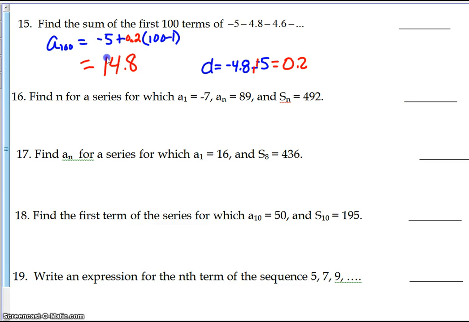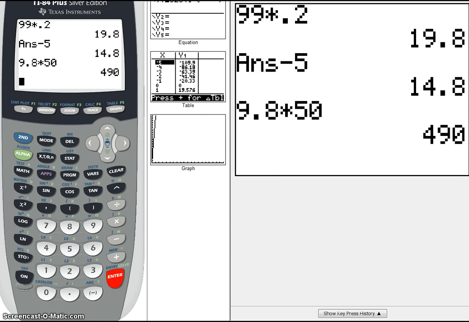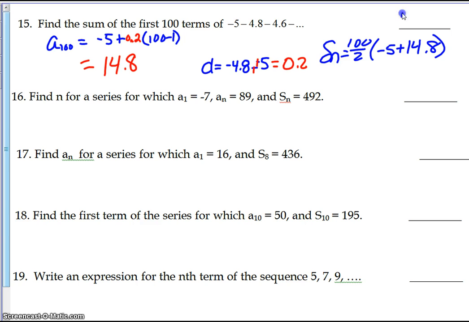So then what that means is when I'm looking at my sum, we're talking 100 terms. My first one is -5. My last one is 14.8. And I can work it out from there. So really I need to go 9.8 times 50. Okay? So let's do that here. 9.8 times 50. I got an answer of 490. So my answer here was 490.